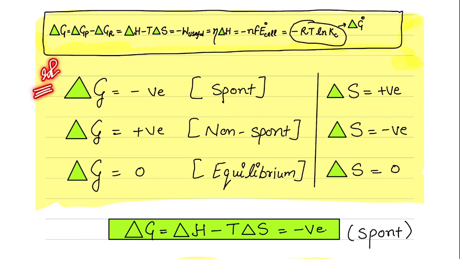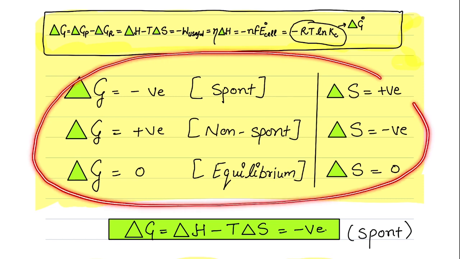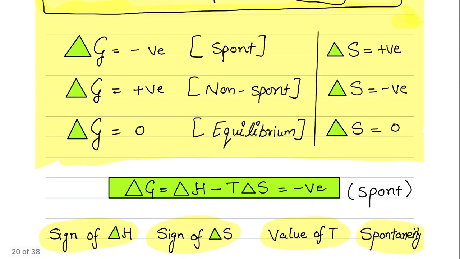Now it is very important to learn these points also for competitive exams, that delta G is negative for a spontaneous process and positive for a non-spontaneous process, and it is equal to 0 if the reaction is at equilibrium. We have already done that delta S is positive for a spontaneous process, negative for non-spontaneous, and 0 for equilibrium. So these points are very important for competitive exams like IIT-JEE Mains and NEET.